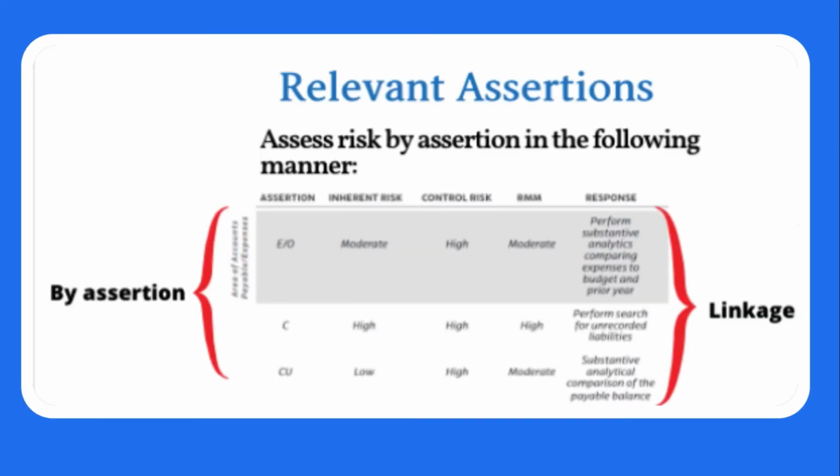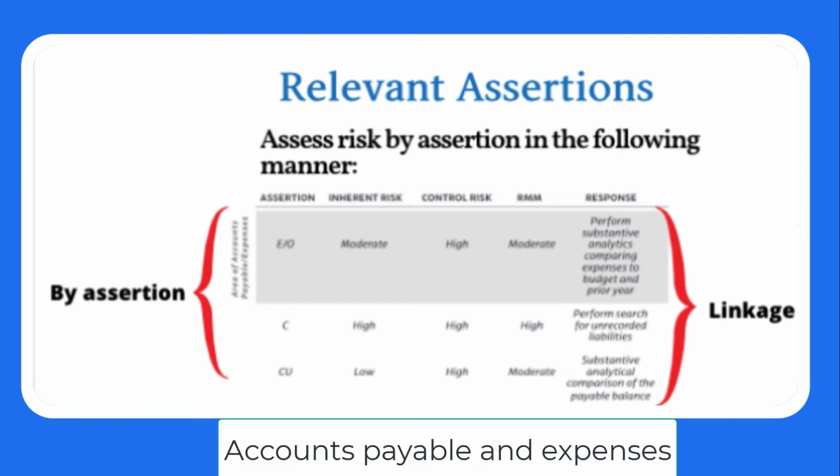On this slide, you'll see a typical risk assessment for accounts payable. You'll see the assertions here: existence, occurrence, completeness, and cutoff for accounts payable. And then you're seeing inherent risk, control risk, and the risk of material misstatement stated separately for each individual relevant assertion. Now notice I don't have every single potential assertion over on the left.